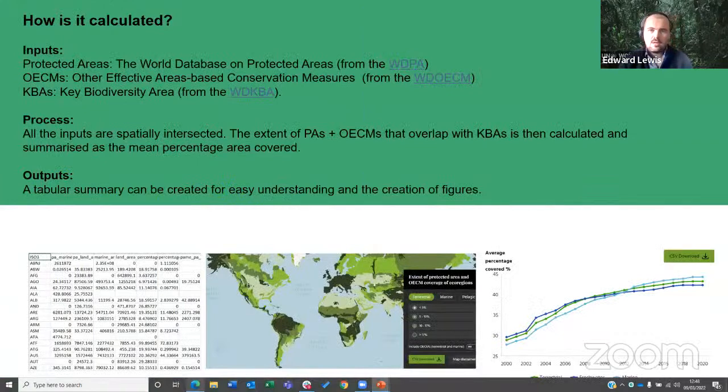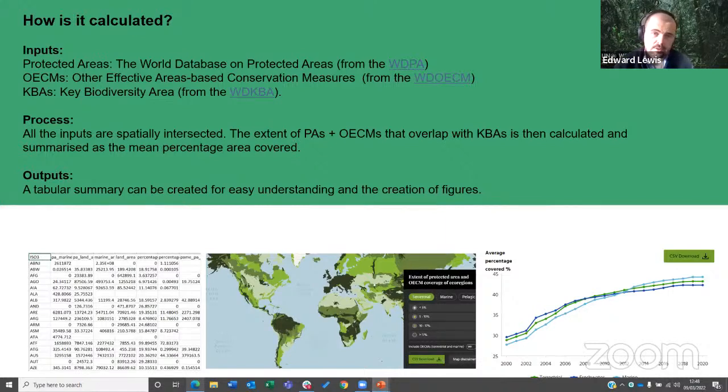Okay, so going in a bit more detail as to how it's done. As I mentioned, there are three key databases here. Protected areas available via the World Database on Protected Areas. If you're not familiar with that, I fully encourage you to follow the links. I'm sure these slides will be shared, so you can follow those hyperlinks into each database.